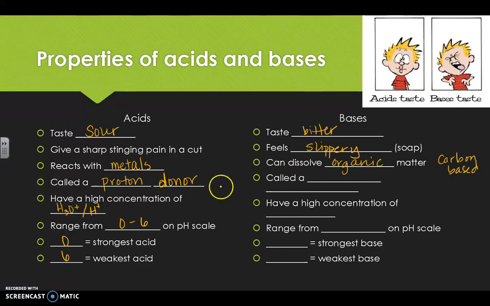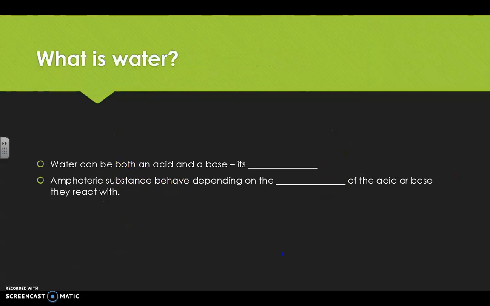Okay, acids are called proton donors, whereas bases are called proton acceptors because they take on hydrogens. They have a high concentration of hydroxide ions, and the range for the pH of a base on the pH scale would be from about an 8 to a 14. Your strongest base would be around a pH of 14, and your weakest base would be around a pH of 8, give or take.